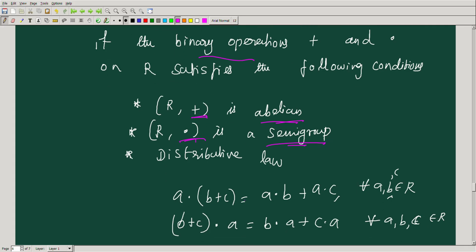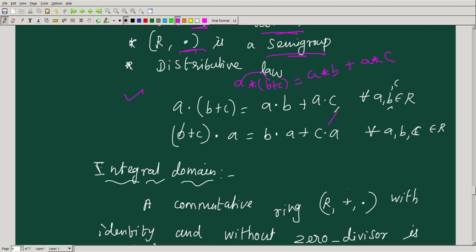So how to write the distributive law? A star (B plus C) is equal to A star B plus A star C. That star may be a dot, whatever it is. So this is the distributive law. Now you understood what is a ring? Ring means with respect to addition abelian, with respect to multiplication semigroup, with distributive law is called a ring.